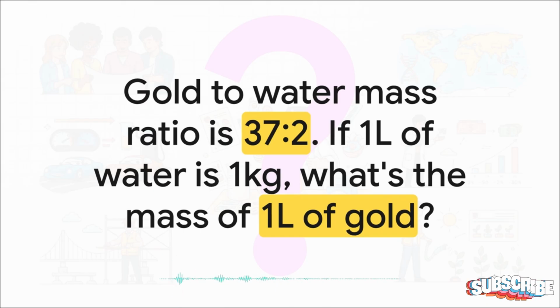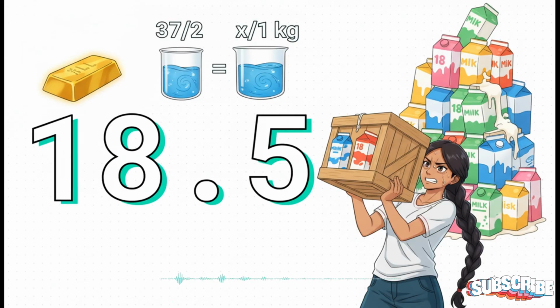It tells us that if you take the same amount of space, gold has a mass of 37 units for every 2 units of water. Let's use that to find out what a liter of gold actually weighs. So we set up our proportion. 37 is to 2, just like our mystery weight of gold is to 1 kilogram. A quick calculation and wow, a single liter of gold has a mass of 18.5 kilograms. To give you an idea, that's like trying to lift more than 18 of those big cartons of milk at once.